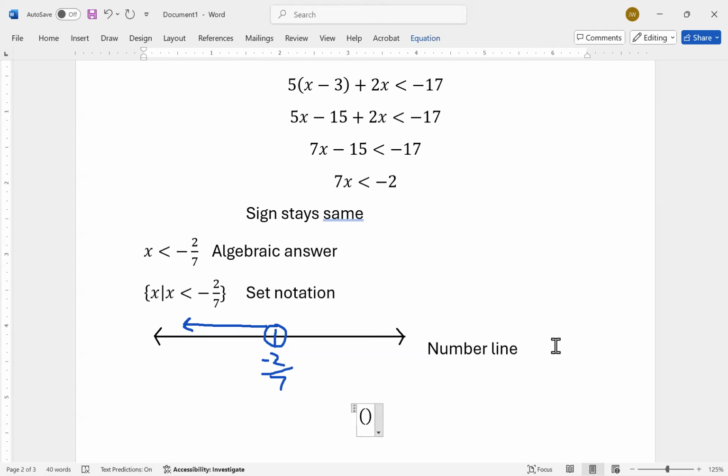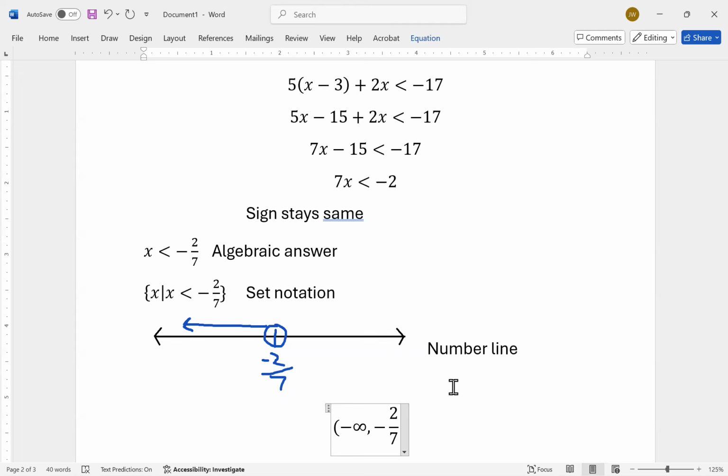Now, as far as the interval notation goes, I always go from left to right. The left-hand most value that I could plug in is theoretically negative infinity. Negative infinity is not an actual value, but you can think of the left-hand forever spot as being negative infinity. And then we would go up until we hit negative 2/7. So the interval notation would go negative infinity up to negative 2/7.